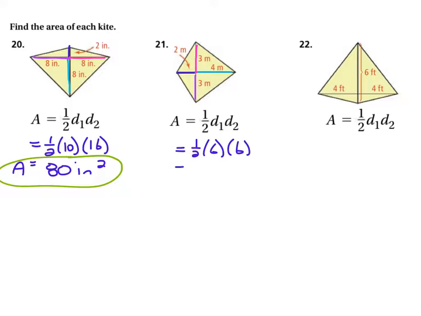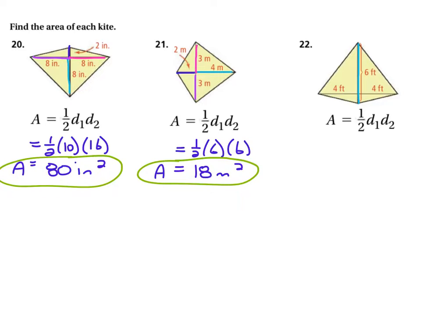Great. If we were to multiply these together, 1/2 of 6 is 3, and 3 times 6 is 18. So we have 18, what are the units? Meters squared. Super easy, right? Okay, now let's see what we got for this one. We've got a full length here of 6.